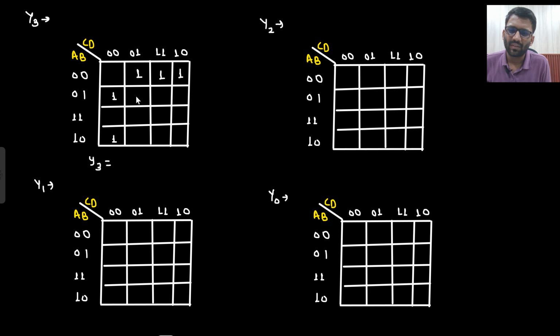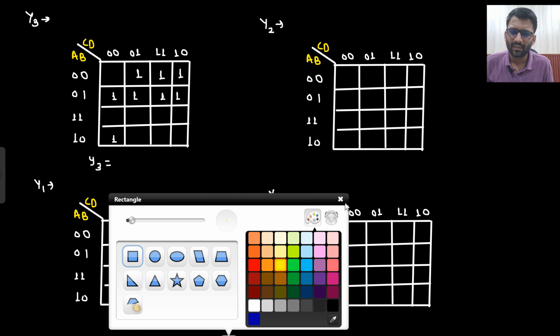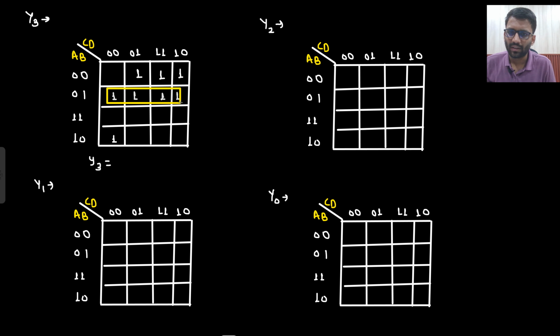It was 1 1 1 1. So I see a quad. I see a quad here. I see a quad here. I see a quad here as well. And this guy will go alone.